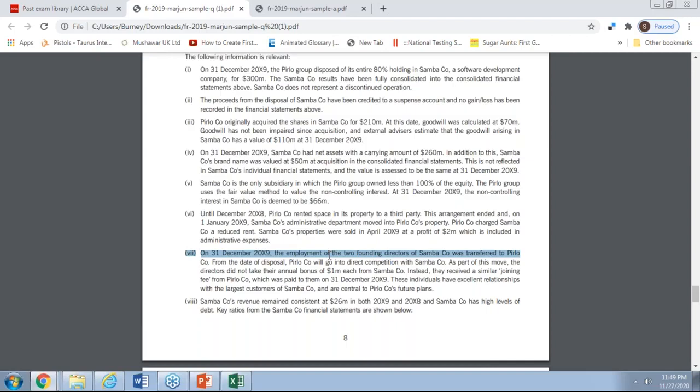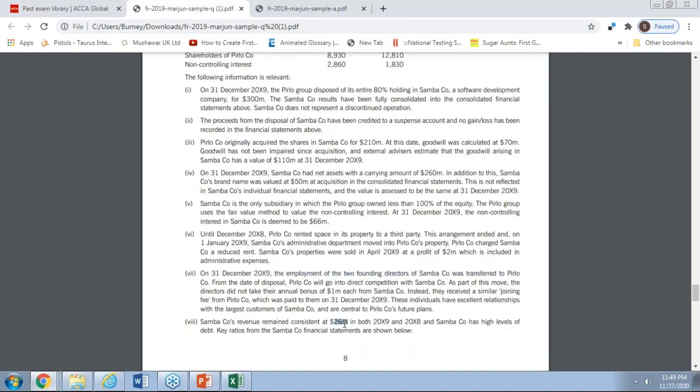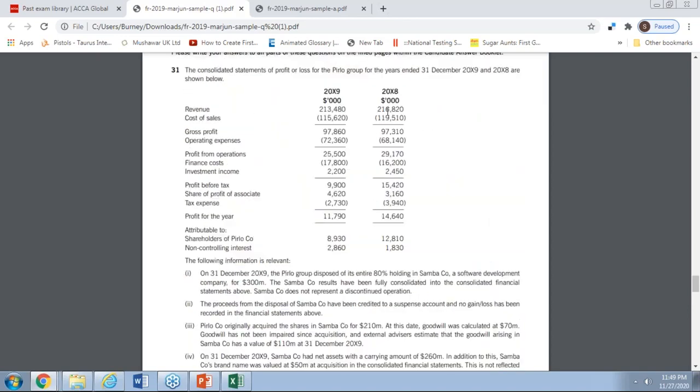Samba company's revenue remains constant at 26 million in both 2008 and 2009, and Samba has a higher level of debt. The key ratios. Now, try to understand this point. If the Samba company's revenue has remained the same in both the years, how can the revenue of the business go down?